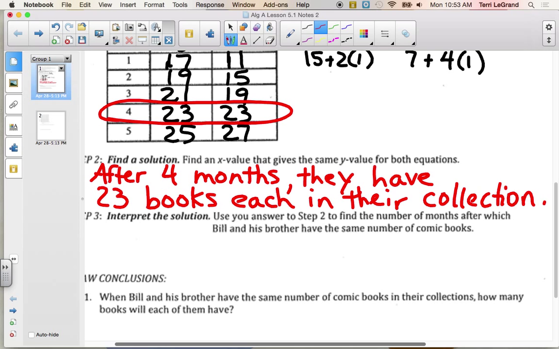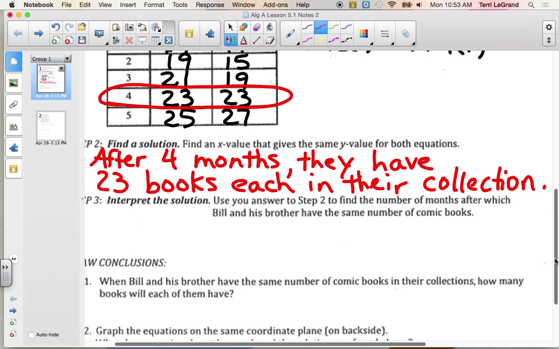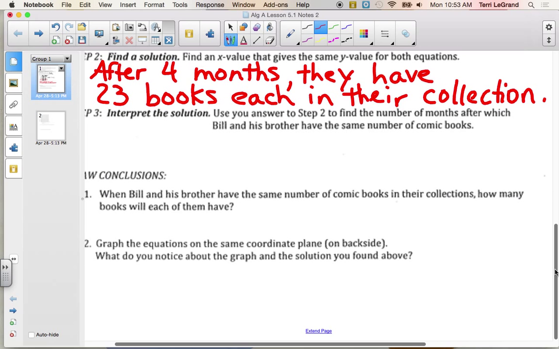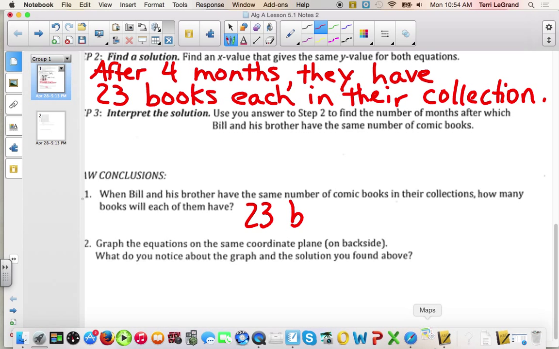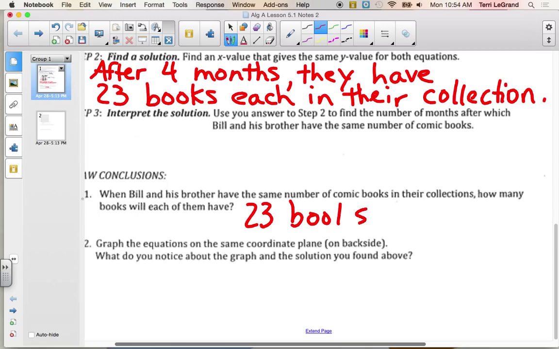Conclusion. When Bill and his brother have the same number of comic books in their collections, how many books will each have? 23. Again, we already said that up there, but let's just say there's 23 books in each of their collections.